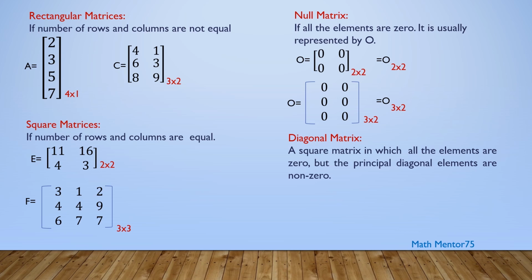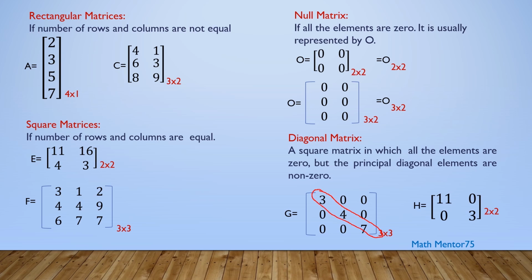Now, next one is diagonal matrix. A matrix in which all the elements are 0, but the principal diagonal elements are non-zero. For instance, if you have G matrix, principal diagonal means the diagonal coming from top left to the bottom right. This is known as the principal diagonal. If all the elements in that principal diagonal are non-zero and the rest are 0, then that matrix is known as a diagonal matrix. Remember, we are talking about the principal diagonal. This is the principal diagonal. If we focus on this matrix, this diagonal is not the principal diagonal. So be careful in choosing the diagonal. Only if it is the principal diagonal is it a diagonal matrix, otherwise it is not.